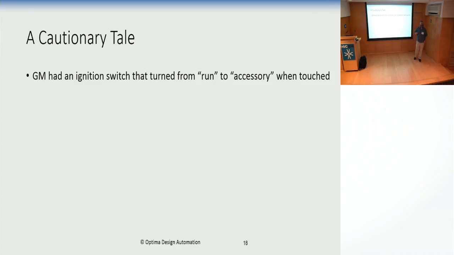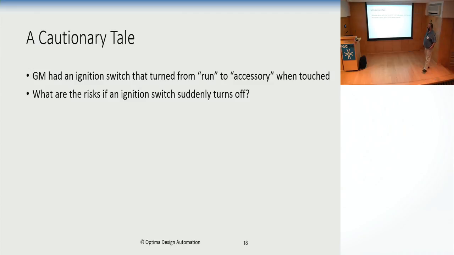And here's a cautionary tale, okay? This is a real-life situation where General Motors had an ignition switch that occasionally turned itself off without any visible reason. So what happened? They didn't think about this potential, but let's think about it now. What can happen if an ignition switch turns off anytime when you're driving, doing whatever, and all of a sudden your ignition switch turns off? Any ideas what can go wrong? What can happen?